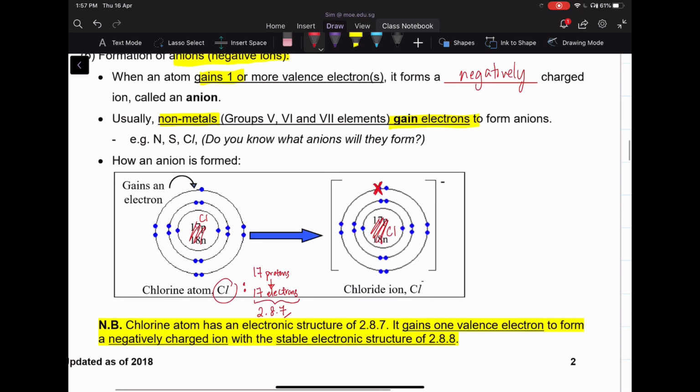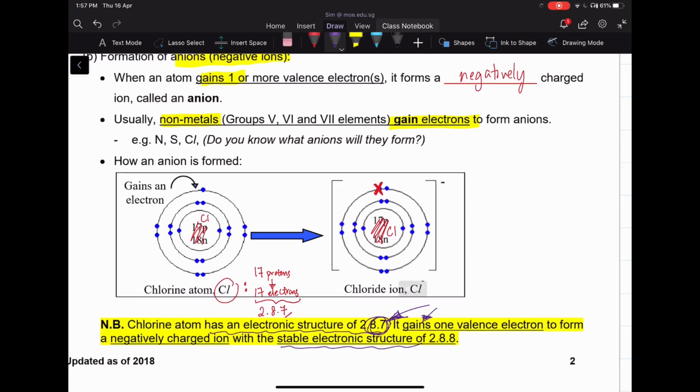How do you explain this in words? You will say what the original structure of the chlorine atom is. Because it's 2.8.7, it's not stable. If it's not stable, what must I do? Emphasize that you need to gain 1 more. Once you gain 1 more, it becomes a stable electron structure. So that's how you explain the entire thing.